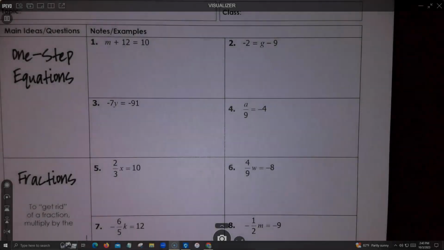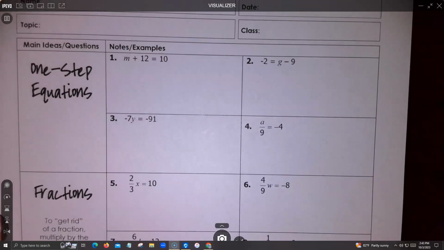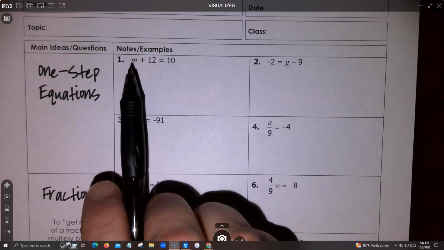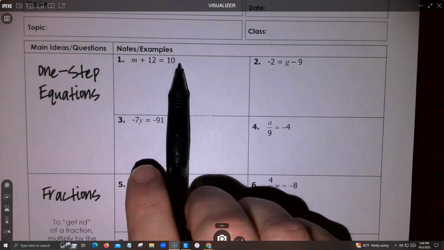Today's lesson is on solving one-step and two-step equations, linear equations. So how do we start this? Well, one-step equations means it should take you one step to solve this equation. Okay? So what has happened here was you had some mystery amount that when you added 12 to it, you got 10.